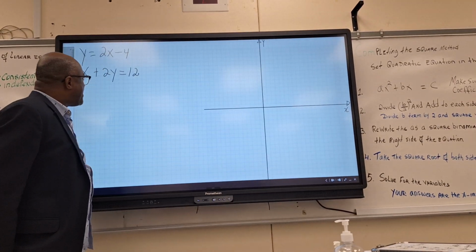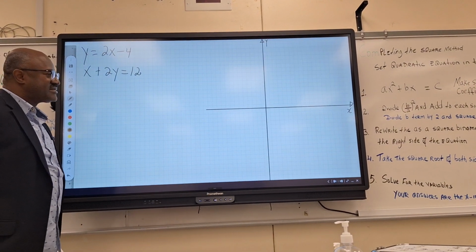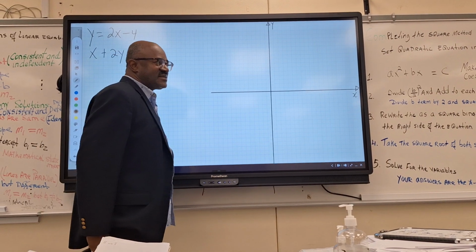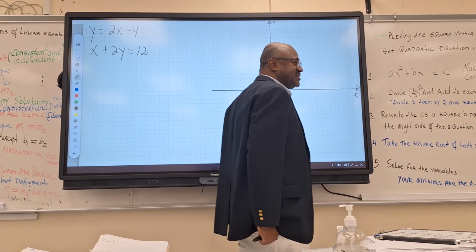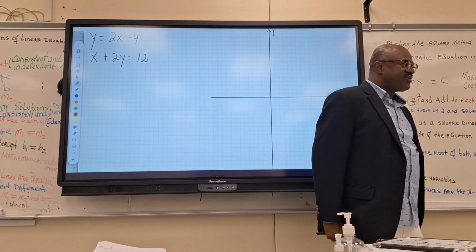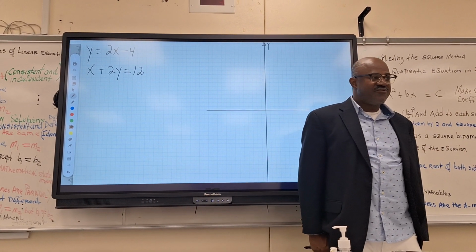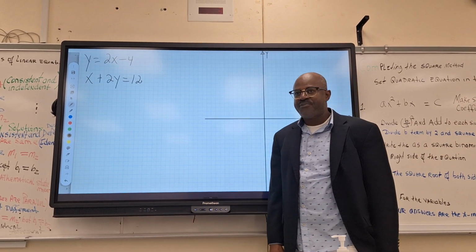So now look on your graph for your x and y-intercept. X-intercept, you solve for x, you write it as another point. Y-intercept, you solve for y, you write it as another point.